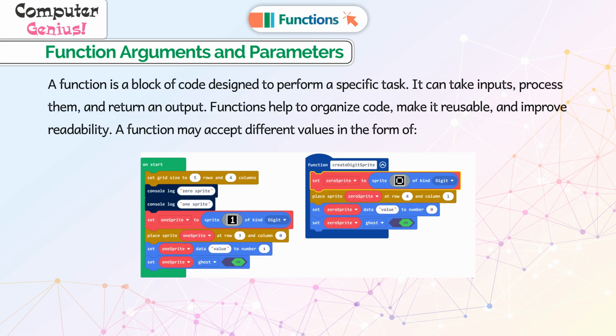Function arguments and parameters. A function is a block of code designed to perform a specific task. It can take inputs, process them, and return an output. Functions help to organize code, make it reusable, and improve readability.